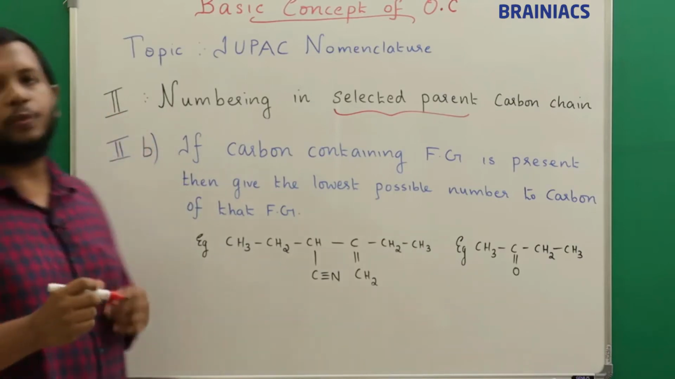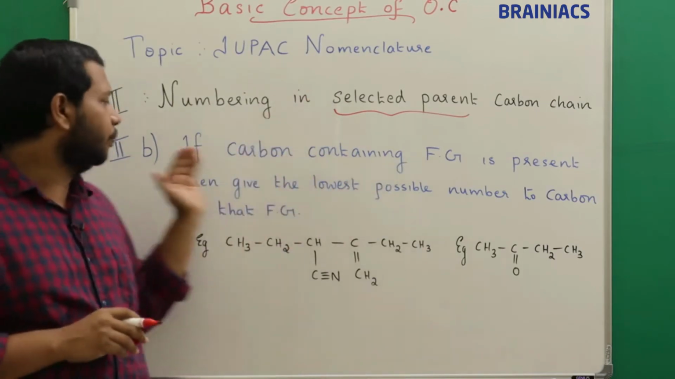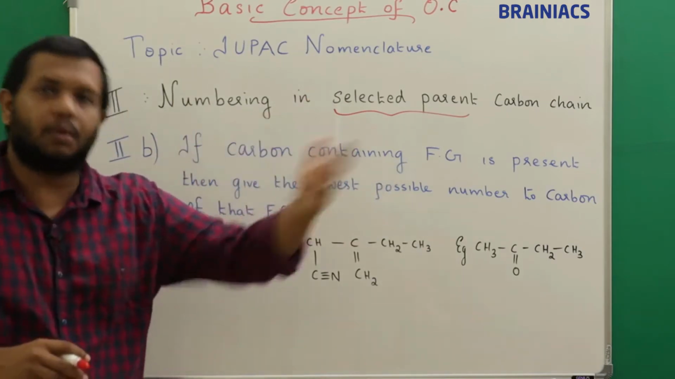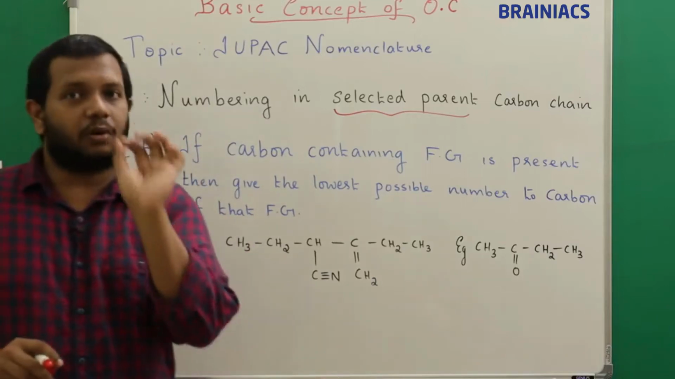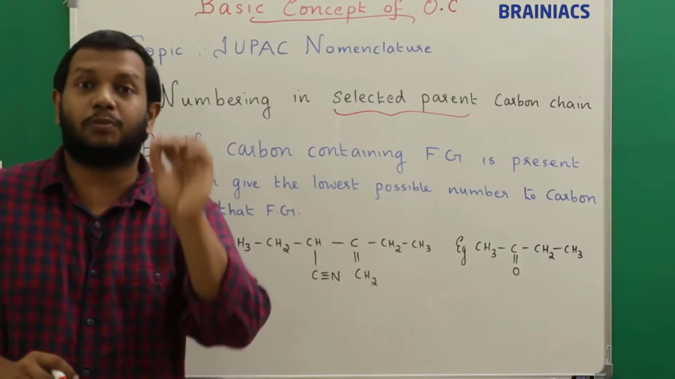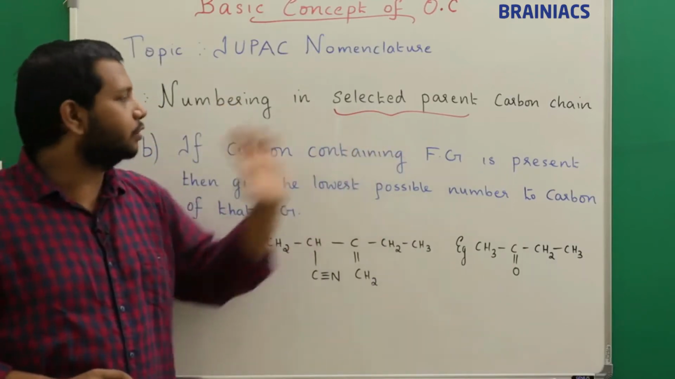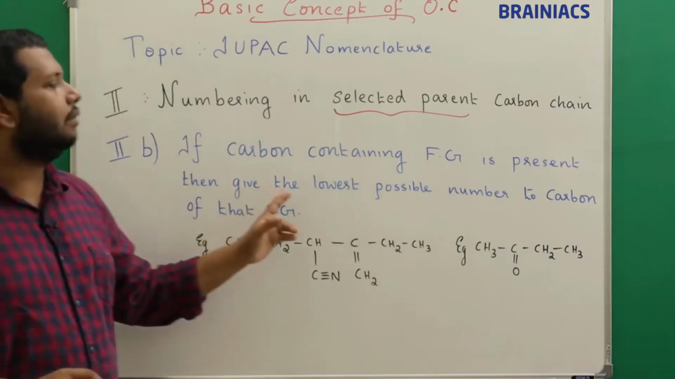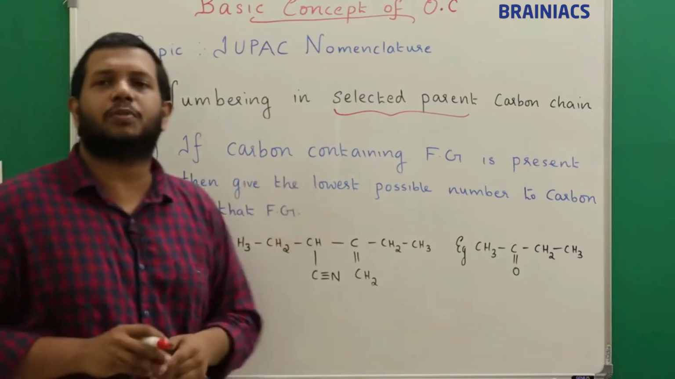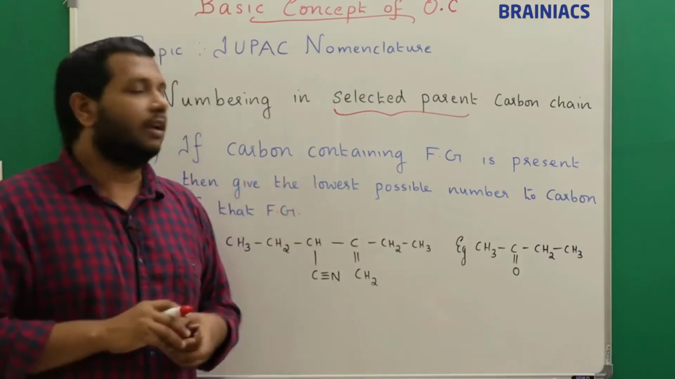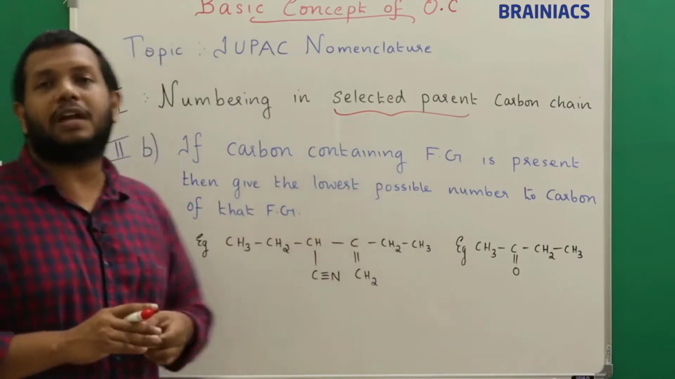So what is 2b stating actually? This states that if a carbon containing functional group is present, it is now specifying more. We know that functional groups are of two types: one which does not contain carbon, and the other which contains carbon. So if the carbon containing functional group is present, then give the lowest possible number. Lowest possible number is what? 1. Correct. So try to give the lowest possible number to the carbon of that functional group.